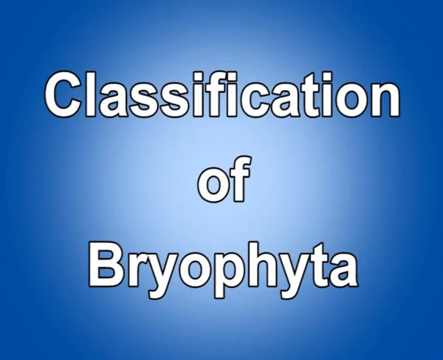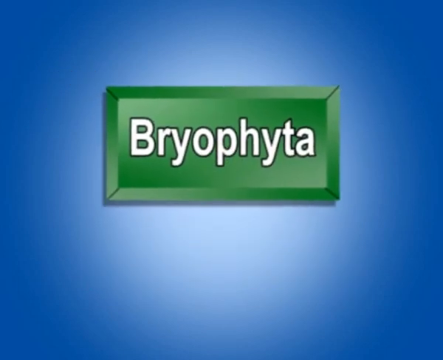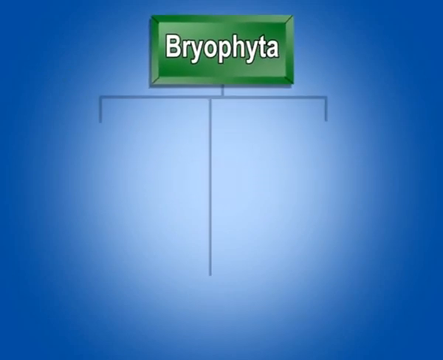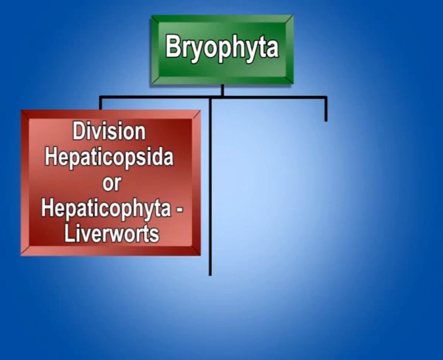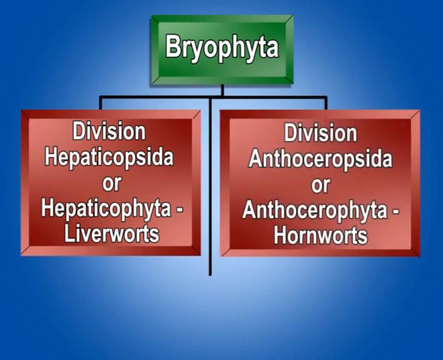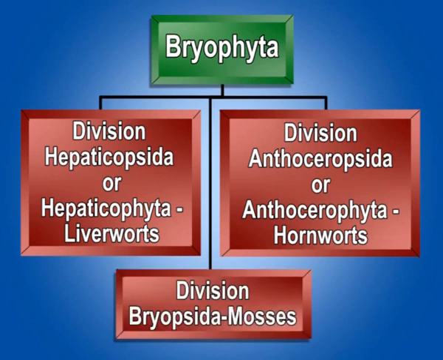Classification of Bryophyta. This group of non-vascular plants has 3 divisions. Division Hepaticopsida or Hepaticophyta, that is Liverworts. Division Anthoceropsida or Anthocerophyta, that is Hornworts. Division Bryopsida, that is mosses. Let us see these divisions one by one.